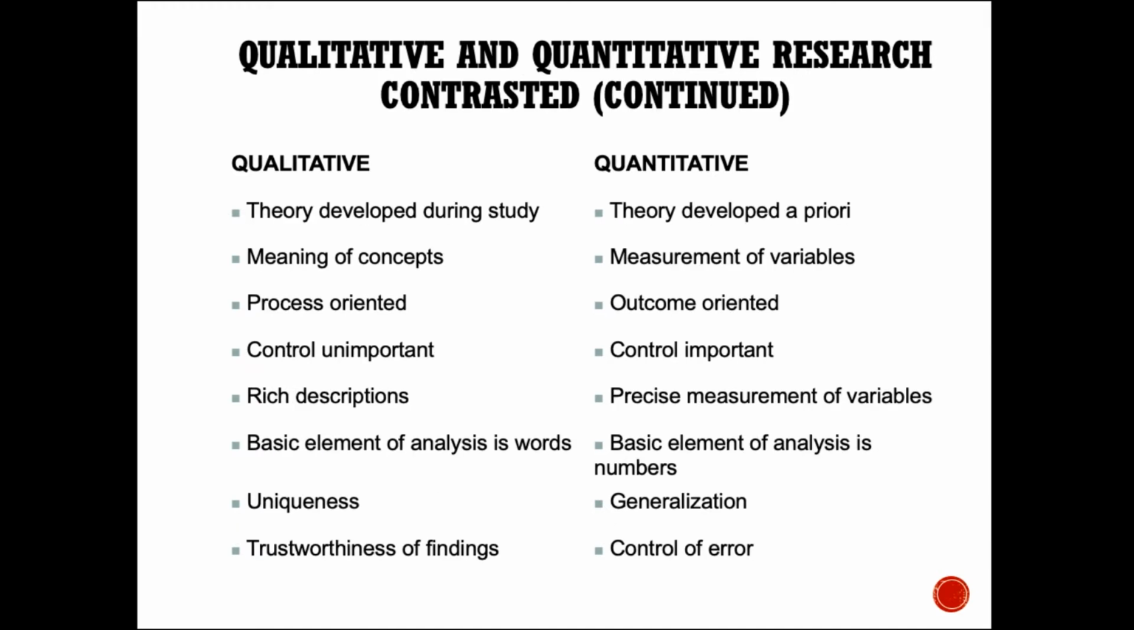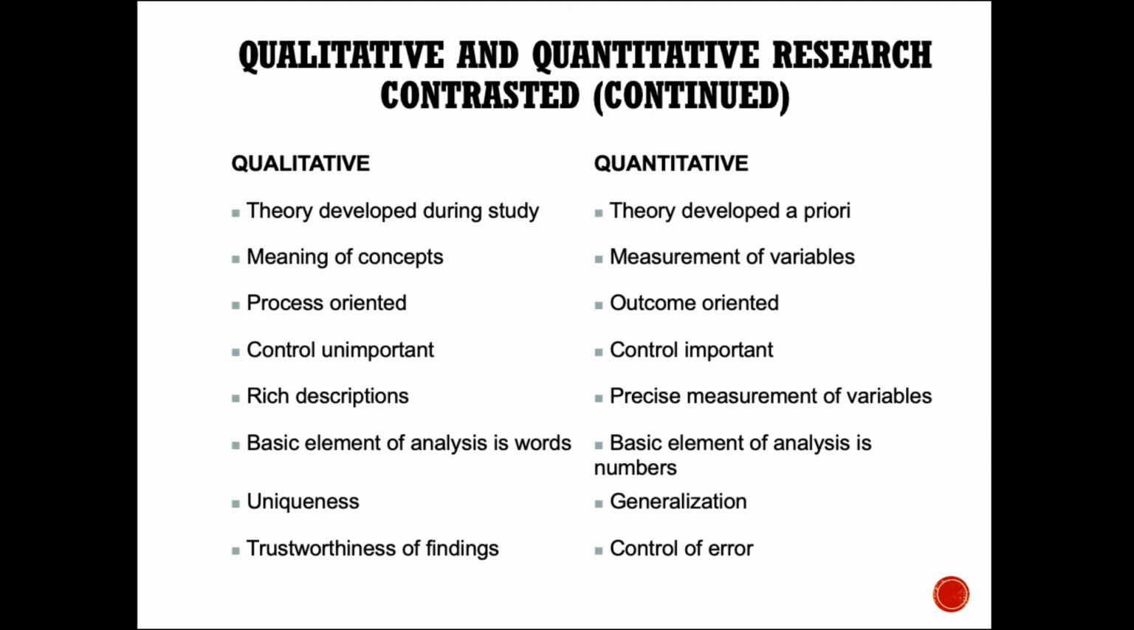Then we have also in qualitative, a theory developed during the study, but in quantitative, the theory is already developed before we conduct the study. The qualitative, the meaning of concepts. People talk about things, about the experience, and we give a meaning to those concepts. But in quantitative, we talk about the measurement of the variables. We must measure our variables before we start the research.